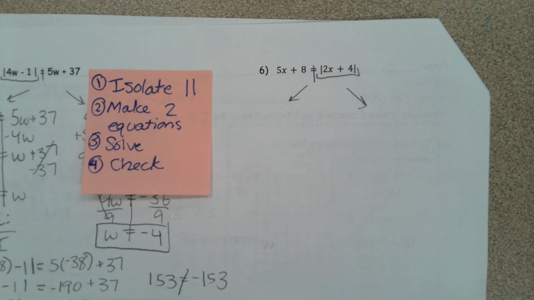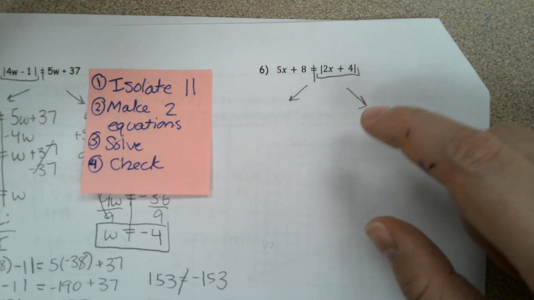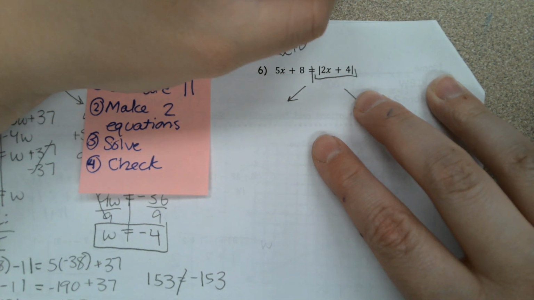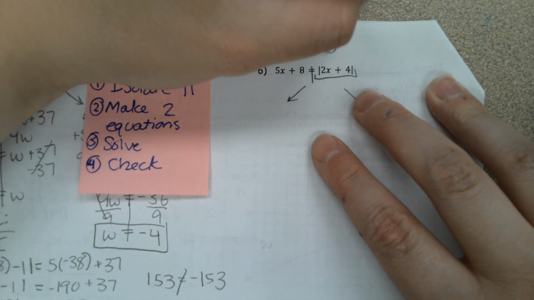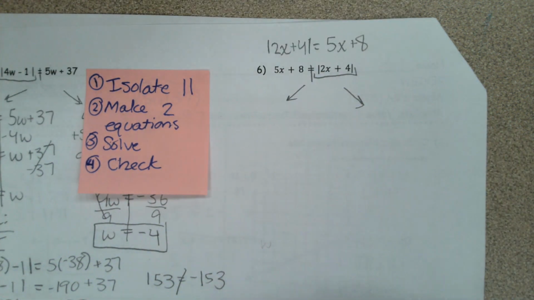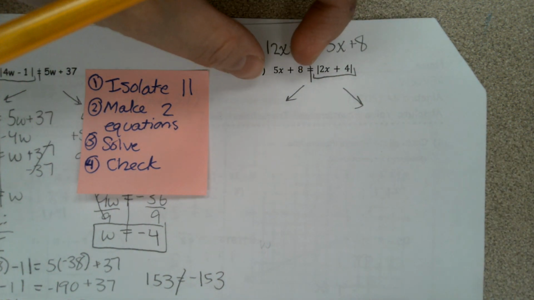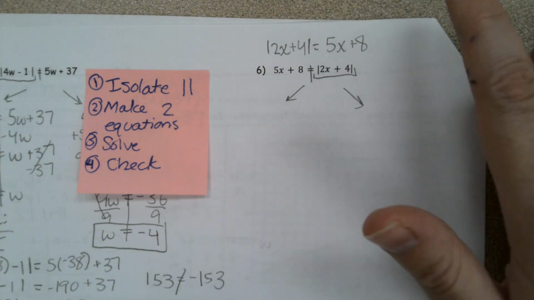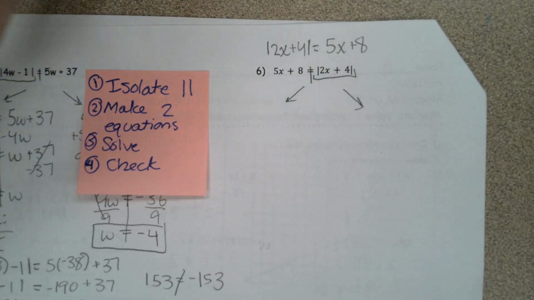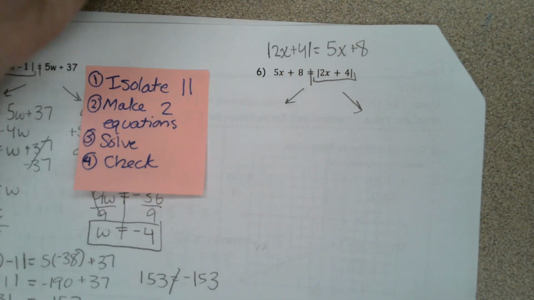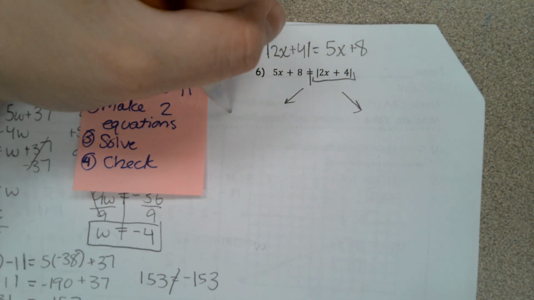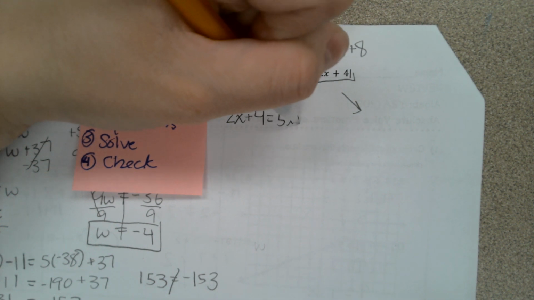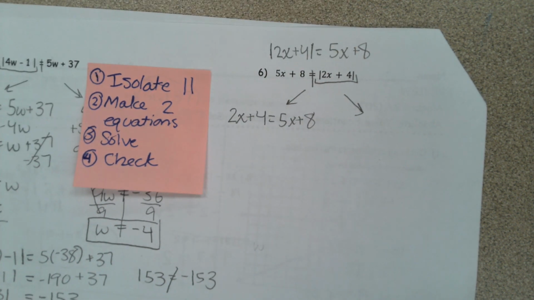First off, if you cannot stand having this on the right, you could flip-flop these. This is the same thing as the absolute value of 2x plus 4 equals 5x plus 8. Since it's an equal sign, you can put what's on the left on the right, and what's on the right on the left. You can make them switch sides, like that. So I'm going to go based off of that. Doing this, I'm going to drop the absolute values. I have 2x plus 4 equals 5x plus 8. Nothing changes. Just drop the absolute value.